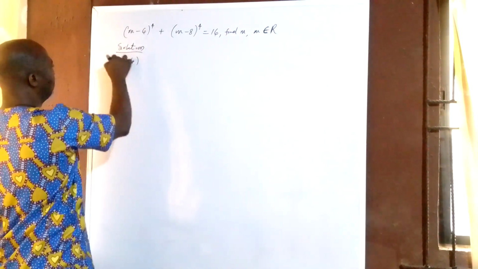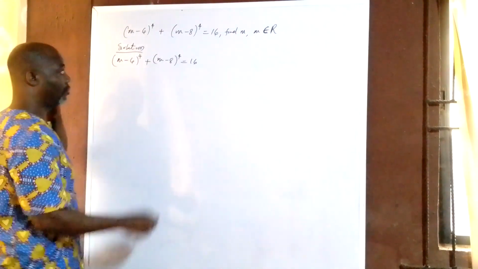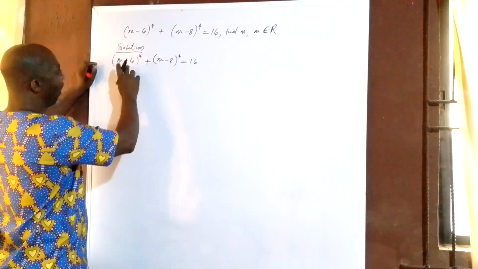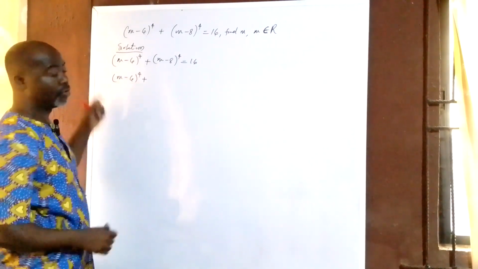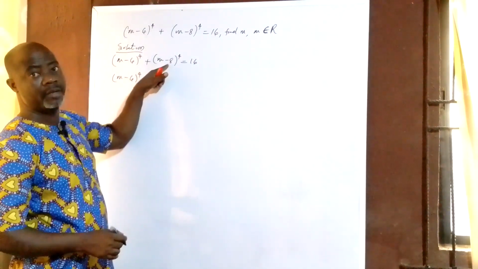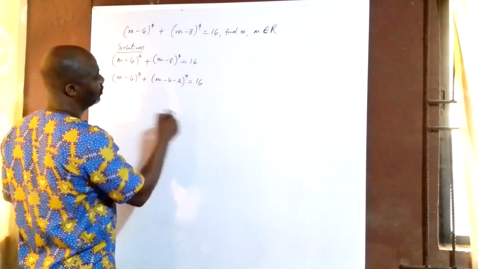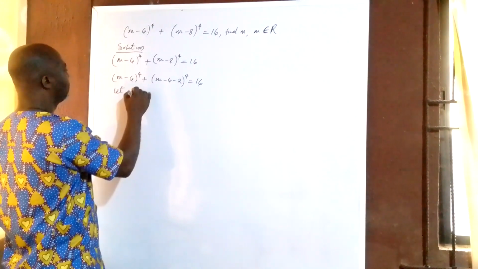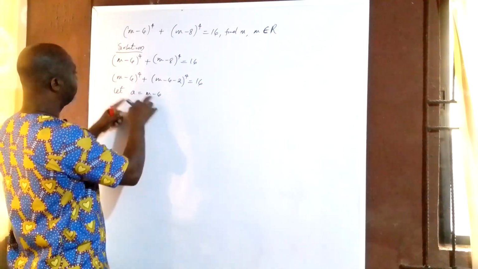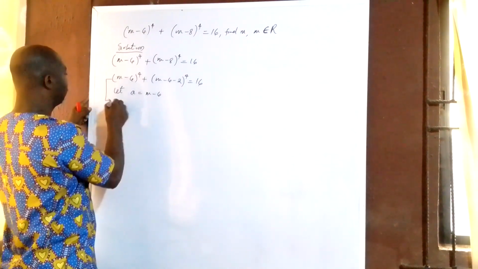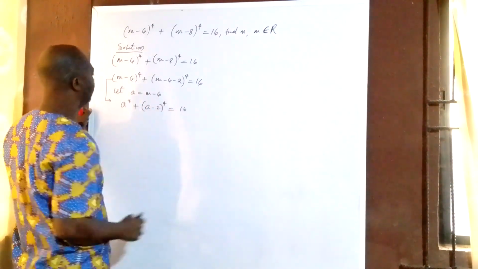I have (m − 6)^4 + (m − 8)^4 = 16. So what I'm going to do is rewrite this equation so it looks like (m − 6)^4. I'm going to introduce m − 6 into the second bracket, so I'm going to rewrite it as (m − 6 − 2)^4 = 16. So I will say let a equal m − 6. And so if a is equal to m − 6, this becomes a^4 + (a − 2)^4 = 16.